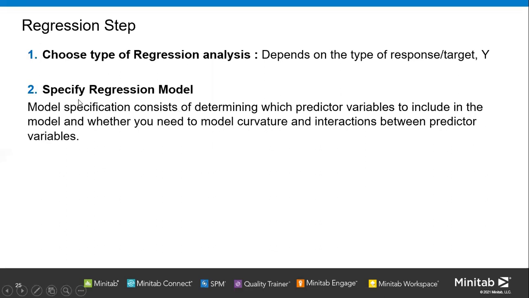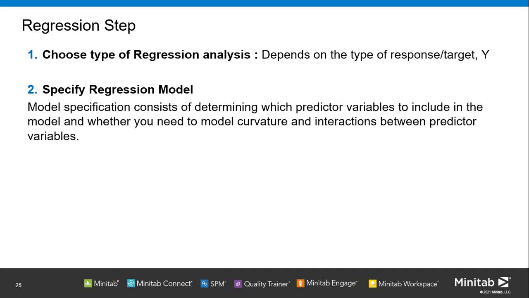For specifying the regression model, actually from the correlation you can see whether X1 has a correlation with your Y, or whether X2, X3, and so on have a correlation. From there, you can specify the regression model. No need to include all the variables.